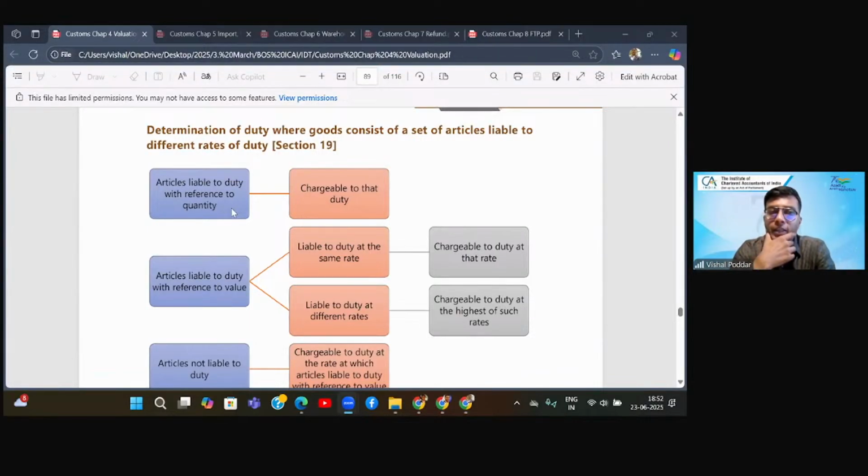Now we have this section 19. Again, students, try to understand. If I try to draw an analogy, in our GST law, we have the concept of composite supply, mixed supply, right? Similar to that is section 19. Now, what was composite supply, mixed supply in case of GST, where more than one item is supplied together? Now, over there, it can be goods and service also. Here, definitely there will be no service because we are talking about customs. But the important point is, just a second, students.